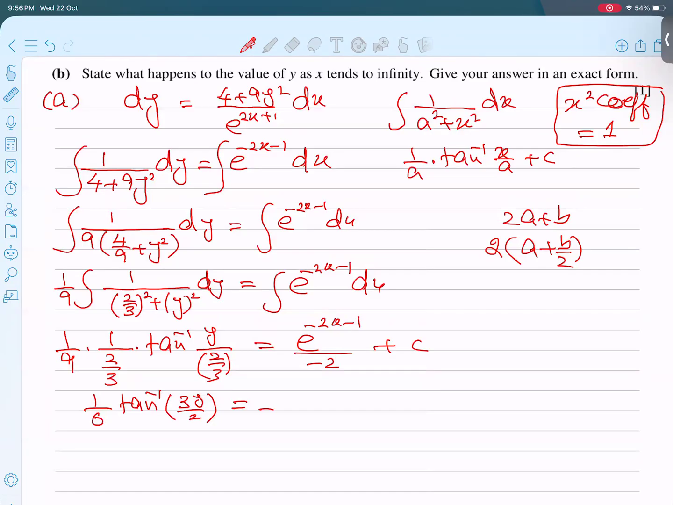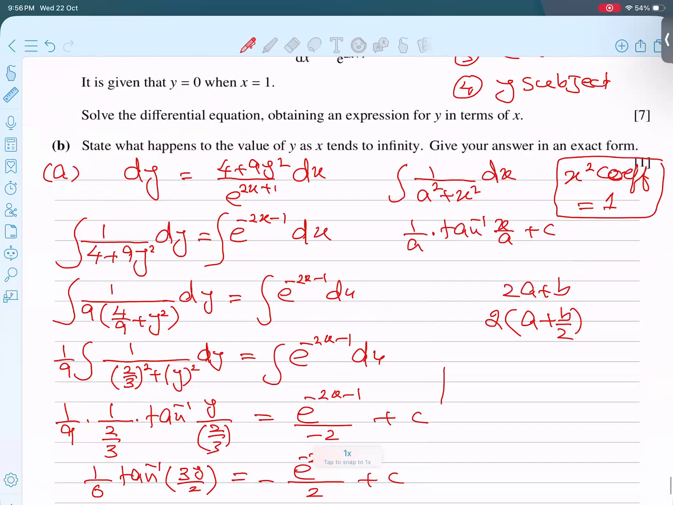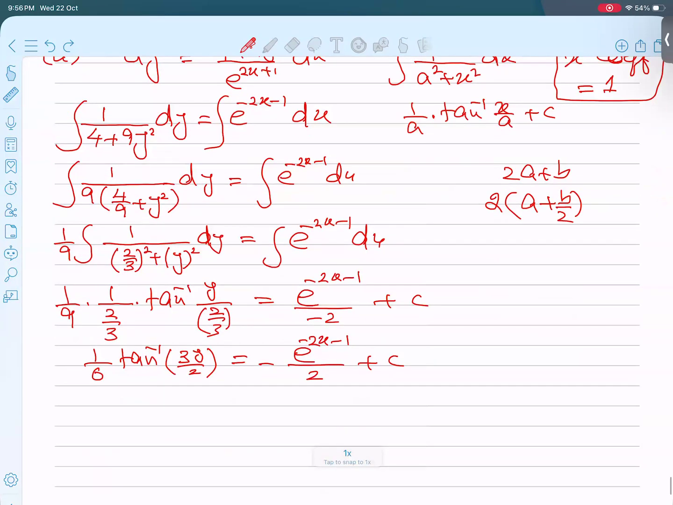Negative 1, negative e to the power negative 2x minus 1, over 2, plus c. Now I'm going to plug in the values given by him: y = 0, x = 1. When I plug in 0 here, tan inverse of 0 is 0. When I plug in 1 here, what do I get?